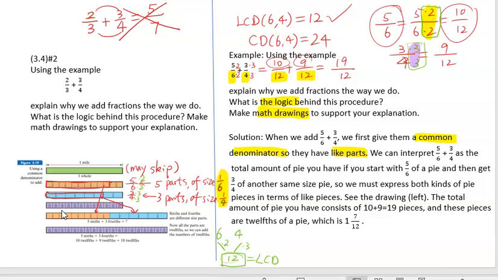So 3 parts. This is 3/4 here. So this is 5/6, and that part is 3/4 when you add them. And again, notice that with the original size, we cannot add them because this is way smaller than that.